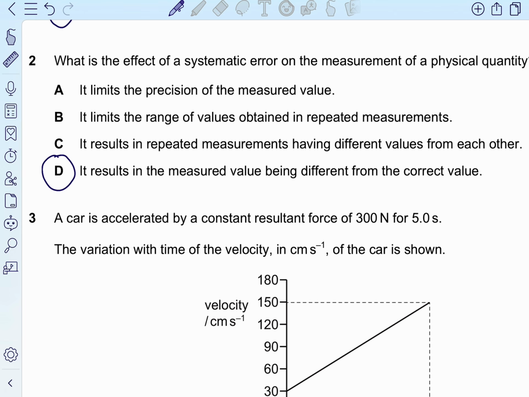It limits the range of values obtained in repeated measurements. It does not limit the range of values. It will basically either increase all of the readings or decrease all the readings. It limits the precision. No, it does not limit the precision. The precision would still remain the same because they all would either be positive or towards the negative. So the precision remains the same.